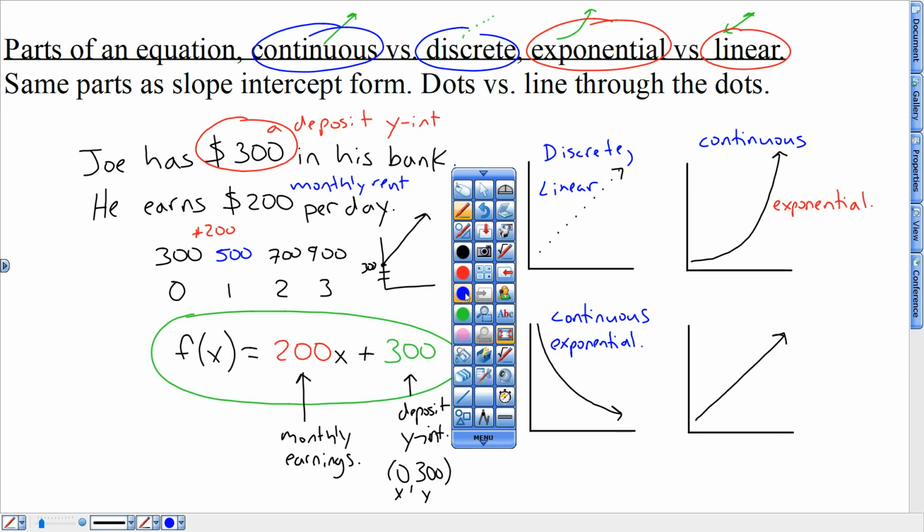Next one, dots, no dots. This has no dots. Remember, if this was gone, and there were just dots, that would be discrete. But because there are no dots there and a line drawn through it, that's why we call this continuous. And then of course that pattern makes this linear. Exponential is curved.